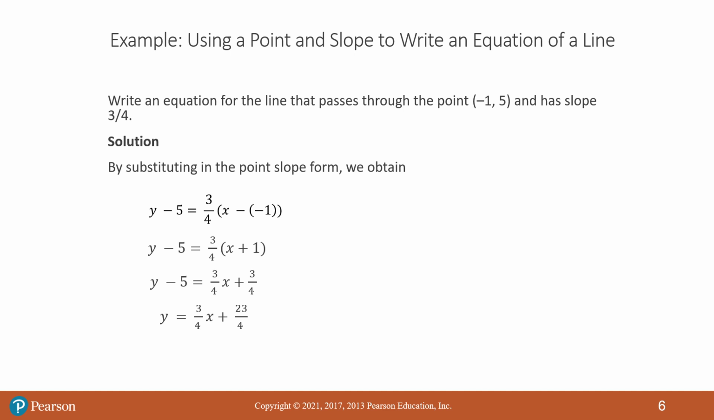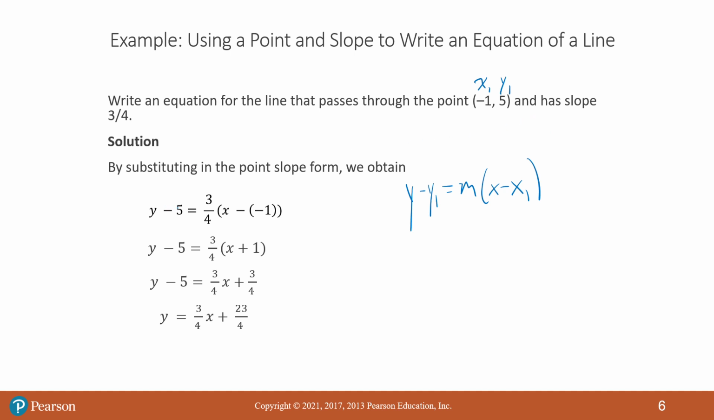So let's look at this example. This one says, let's write an equation for the line that passes through the point -1, 5 and has a slope of 3/4. Now it says by substituting into the point-slope form, we're going to obtain the following. Let's keep in mind here that the point-slope form was y minus y1 equals m times x minus x1. Now this is our x1. This is our y1. So all we're doing is substituting what we have here.